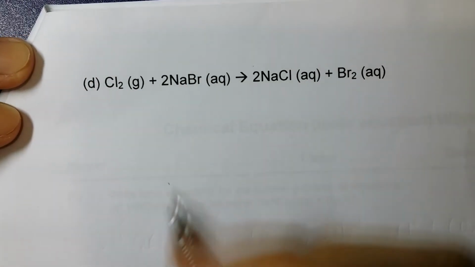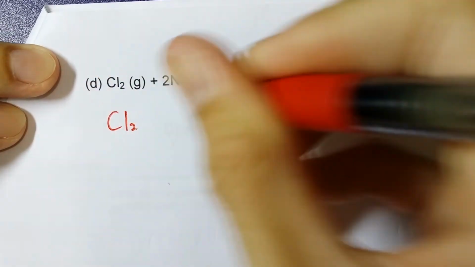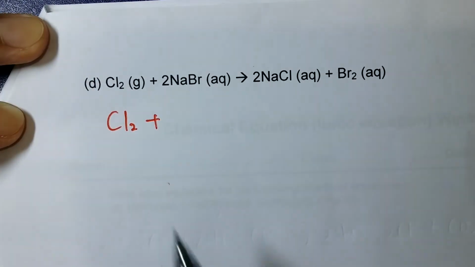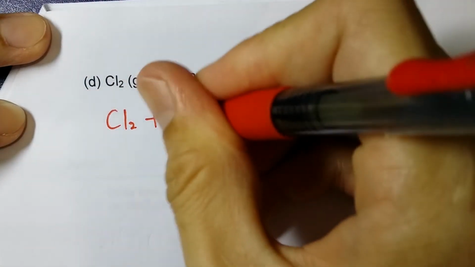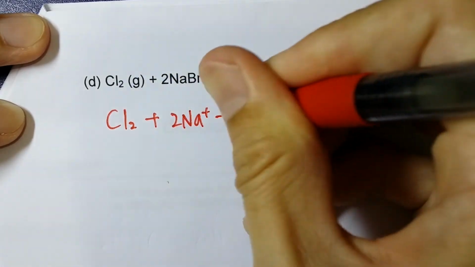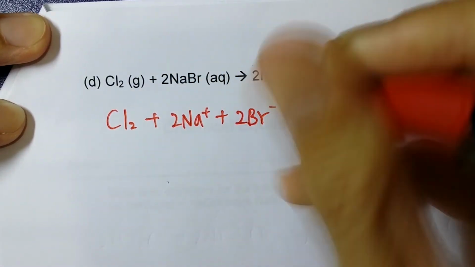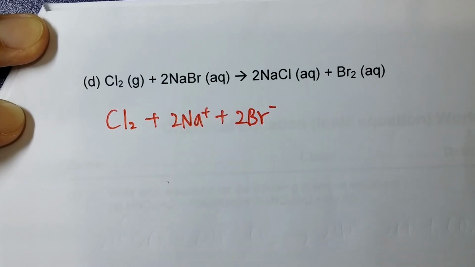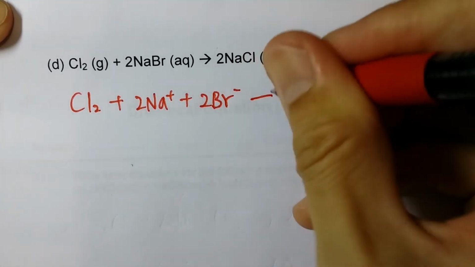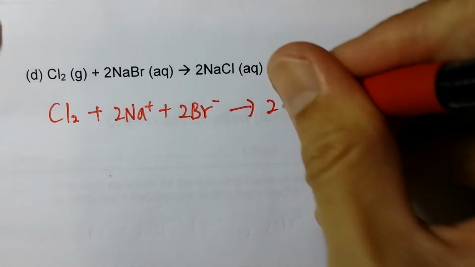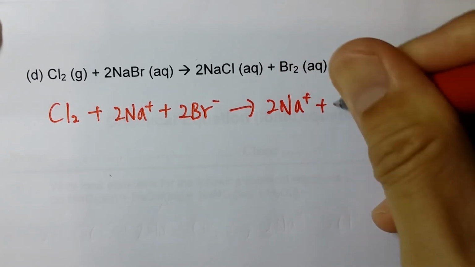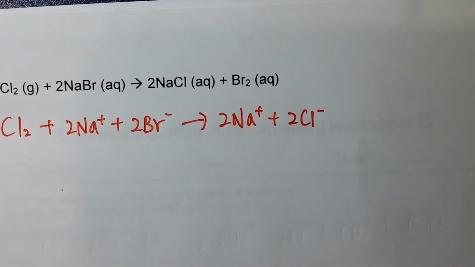Cl2, chlorine gas. You don't split because it's a gas. Aqueous, this one you split. 2 Na plus, 2 Br minus. Remember, these two belong to Na and Br. NaCl, 2 Na plus, 2 Cl minus.